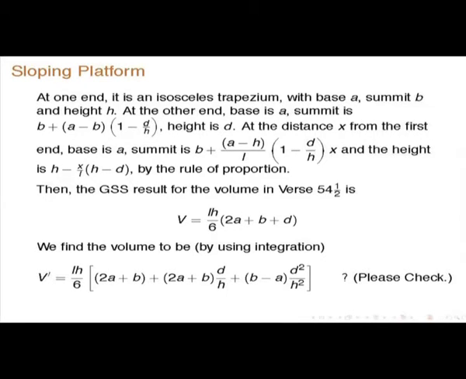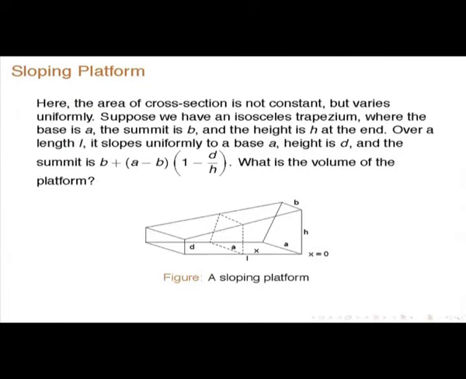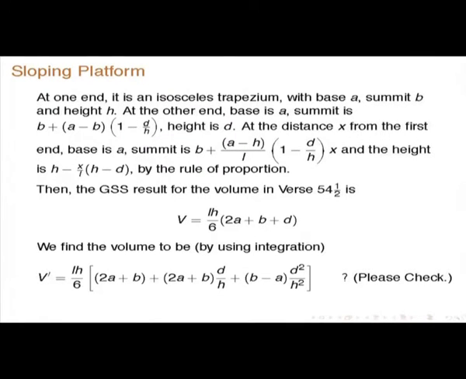this volume is LH by 6 into (2A plus B plus D). So what he is saying is, this is the length L, this is the H, this is B, A, and this is the height at the other end where it has fallen. So LH by 6 into (2A plus B plus D), and I have tried to do it using integration exactly, and this seems to be the result, LH by 6. So this first term is correct.